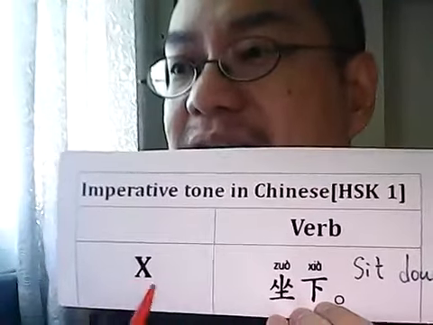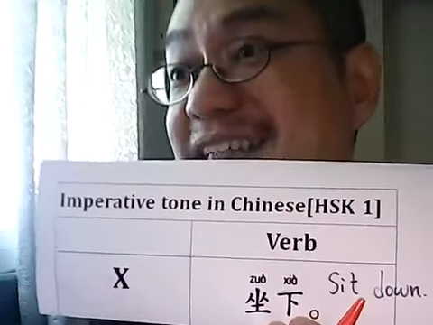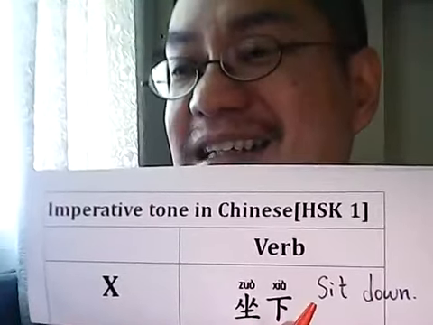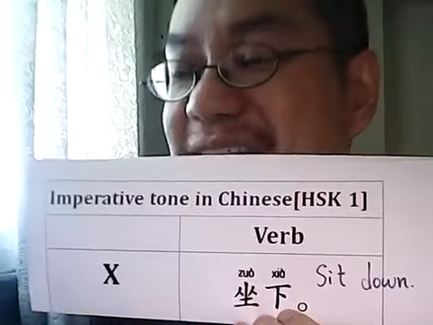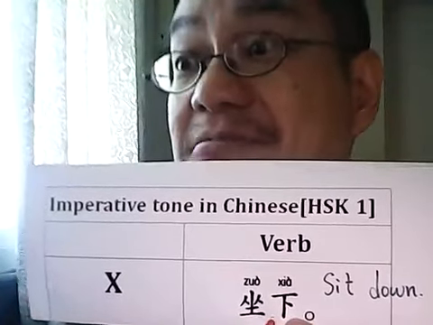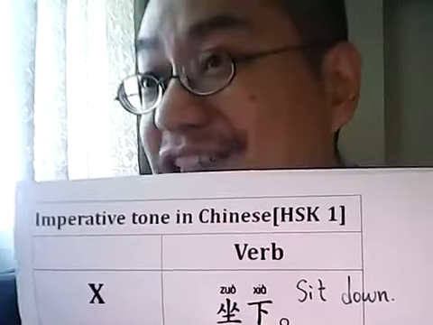So in English, we say sit down, and in Chinese, that's totally the same. We use the verb 坐下. 坐 means to sit. 下 means down. So 坐 is the verb, right? So that's the imperative tone in Chinese. Wow, super simple, right? So hopefully you understand how to ask people to do something. You know how to request people to do something in Chinese. You just use the verb, just like in English.